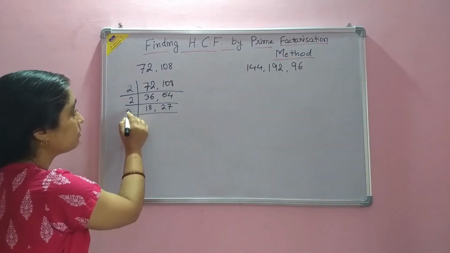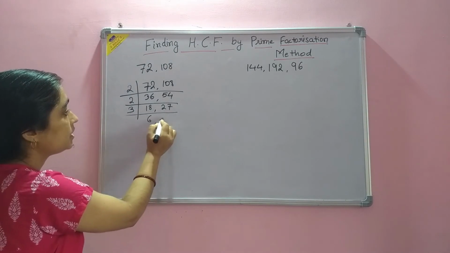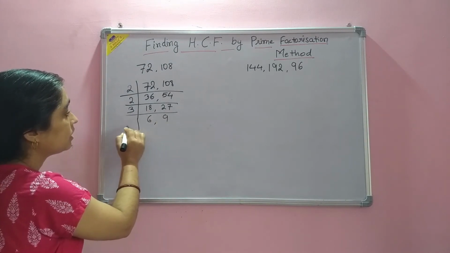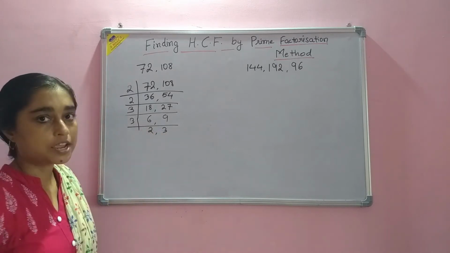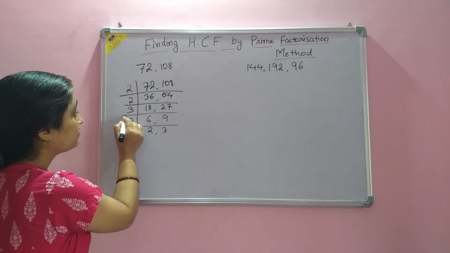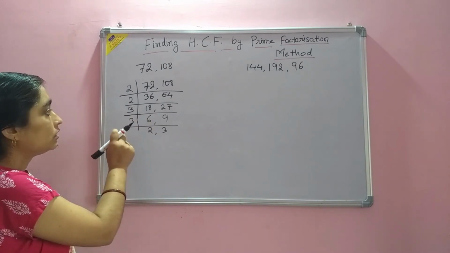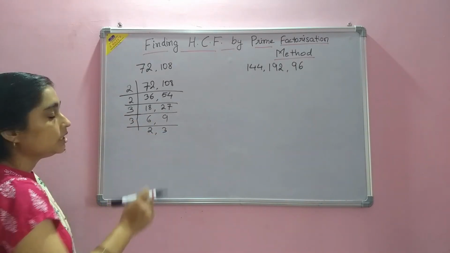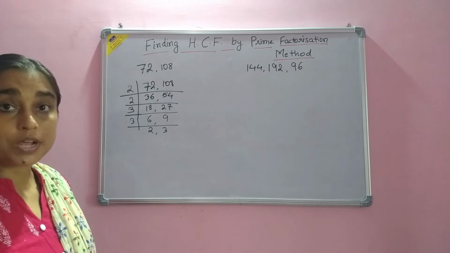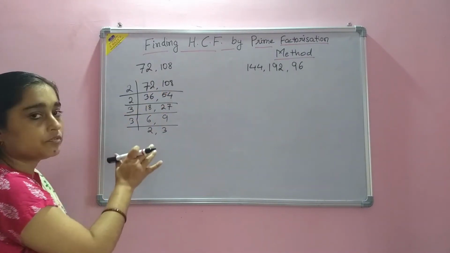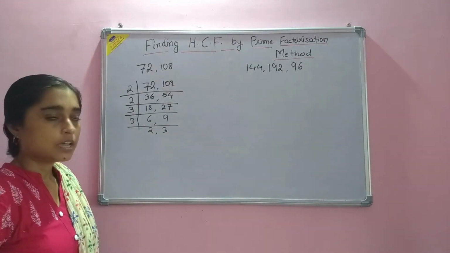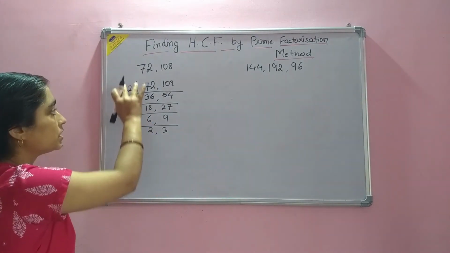So now we will divide by 3. 3 6s are 18, 3 9s are 27. Again it will be divided by 3. 3 2s are 6, 3 3s are 9. Now see that the numbers 2 and 3 are not divisible by any one prime number. So we will leave our repeated division at this stage and take out these numbers.